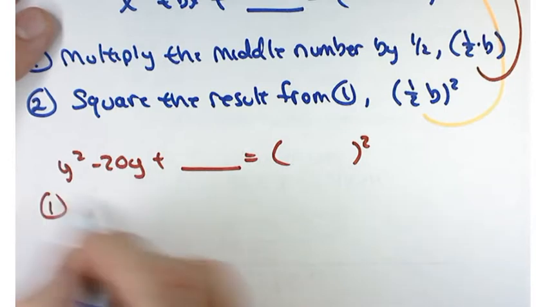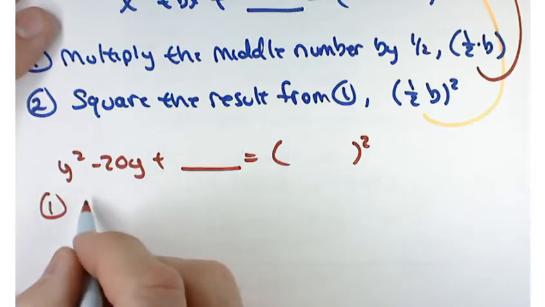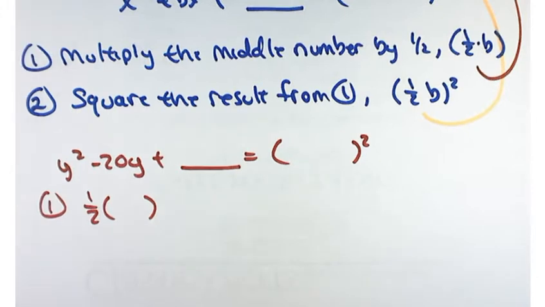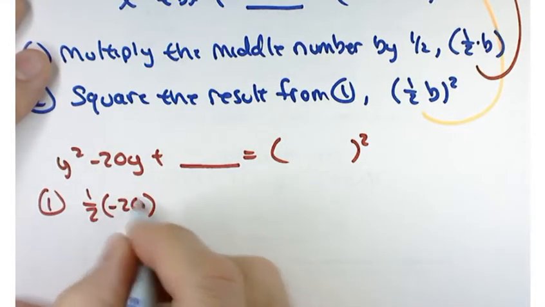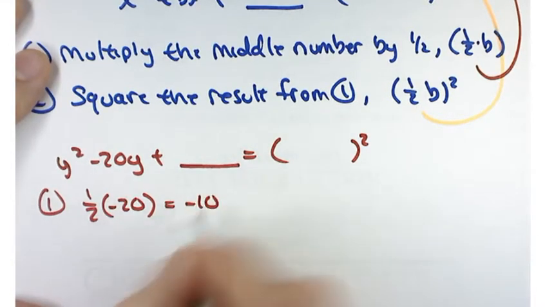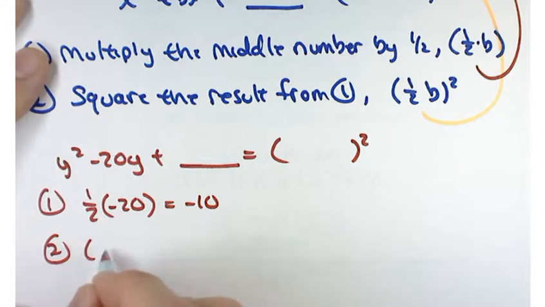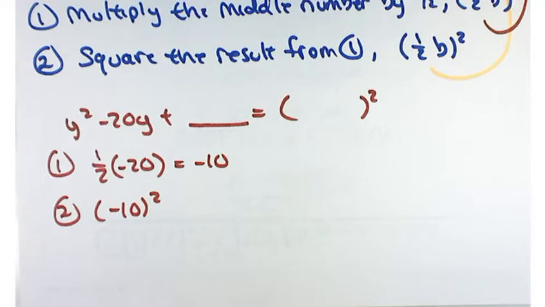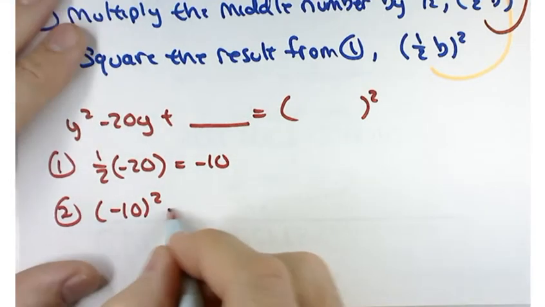So the first step is to take 1/2 times the middle coefficient. What's the middle coefficient in this case? Negative 20. Thank you for giving me the negative as part of it as well. So that gives me negative 10. The second step is to take that negative 10 and square it. So what do I get when I square negative 10? 100. Thank you. In unison.